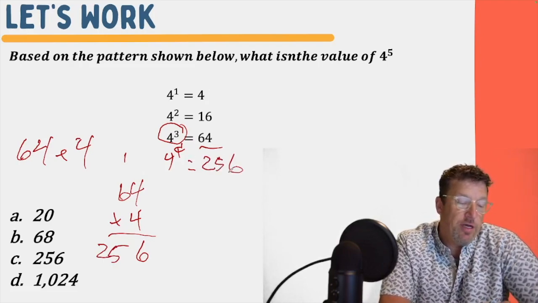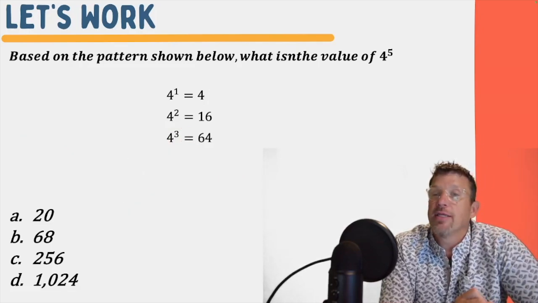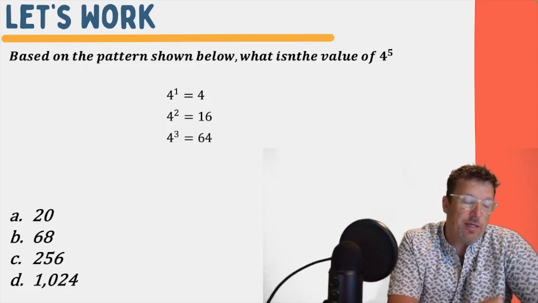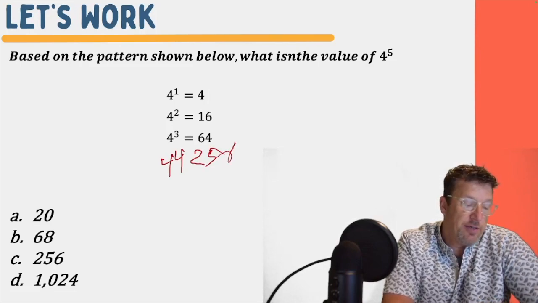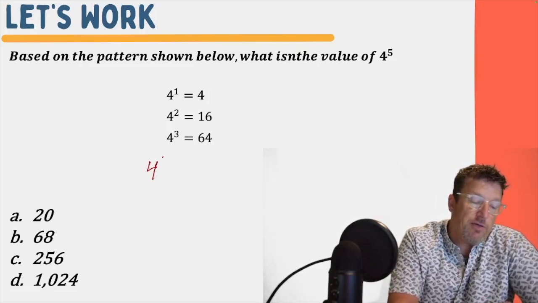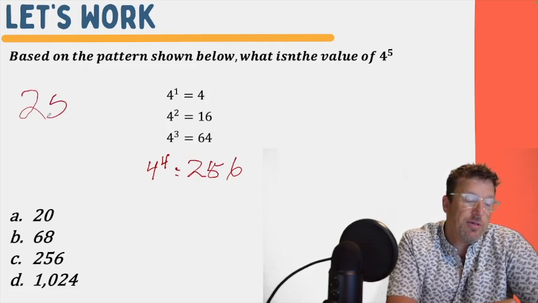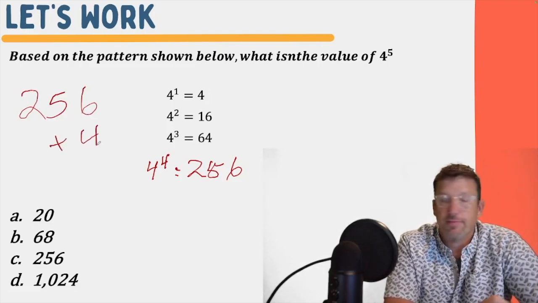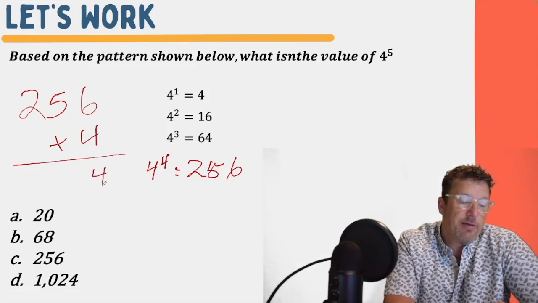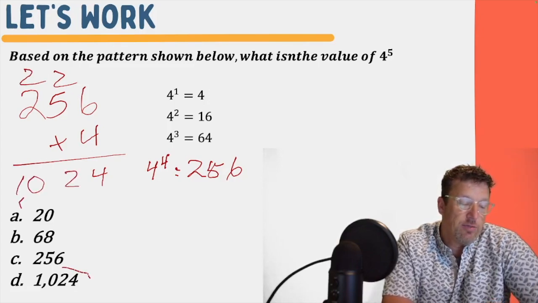If we know 4 to the 4th is 256, we can pretty much guess what the answer is because there's only one number that's bigger, but let's go ahead and do it. If 4 to the 4th equals 256, what is 256 times one more 4? Because that would give us 4 times 4 times 4 times 4 times 4. We multiply that together. You guessed it. 4 times 6 is 24, 4 times 5 is 20, 20 plus 2 is 22, 4 times 2 is 8, 8 plus 2 is 10. So 1024, D, is our answer.